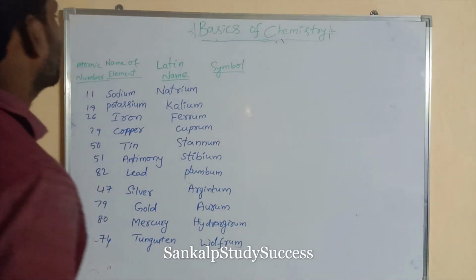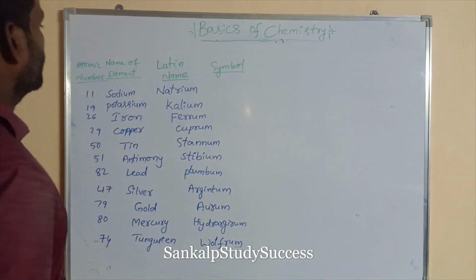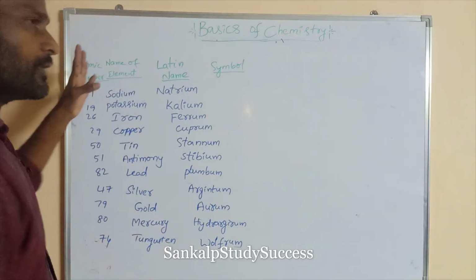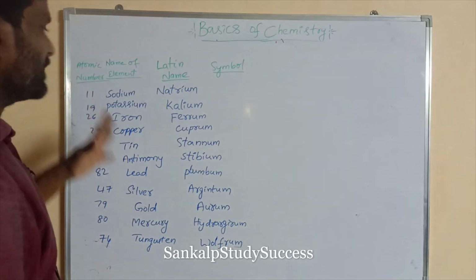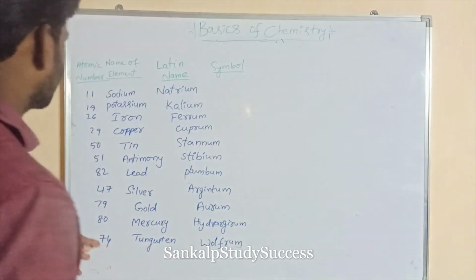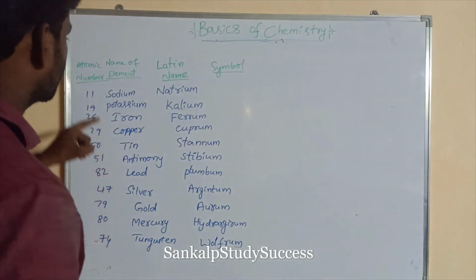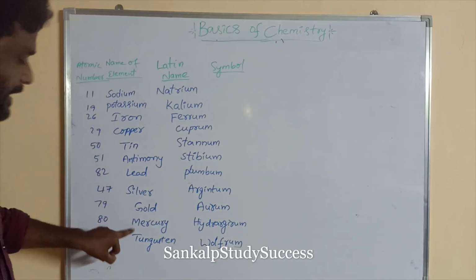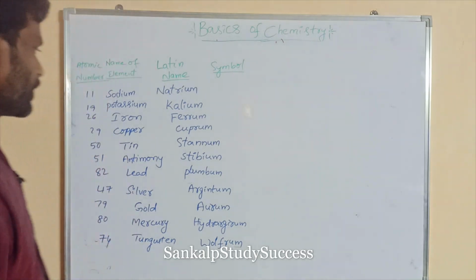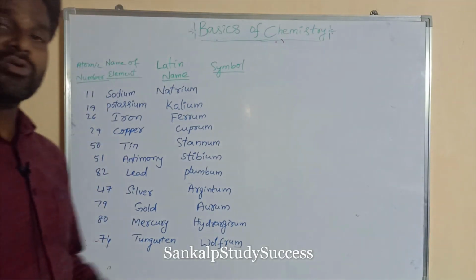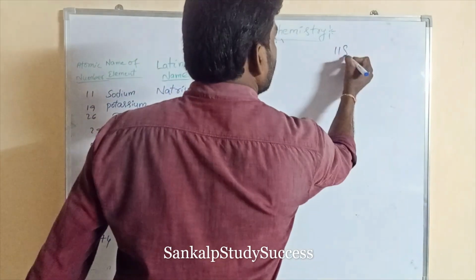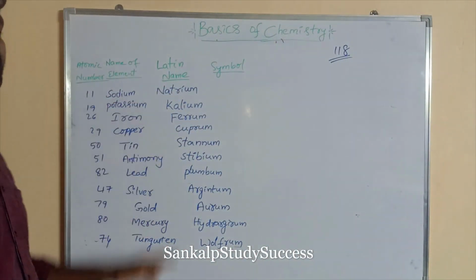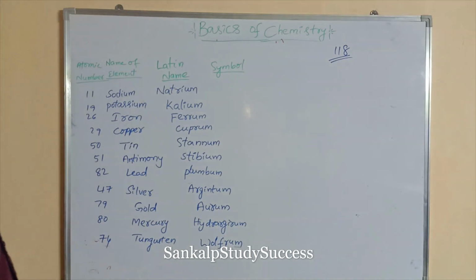So, Latin names of some elements. In 118 elements, 11 elements have Latin names: 1, 2, 3, 4, 5, 6, 7, 8, 9, 10, 11. At present, how many elements are known? 118 elements are known. In 118 elements, 11 elements have Latin names.